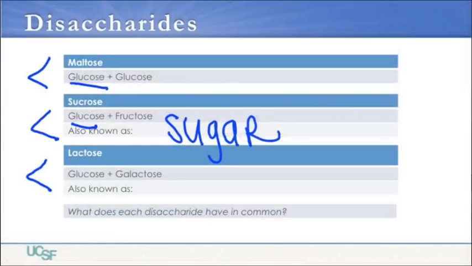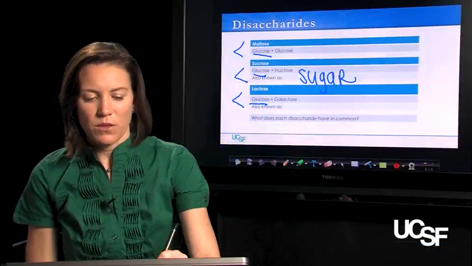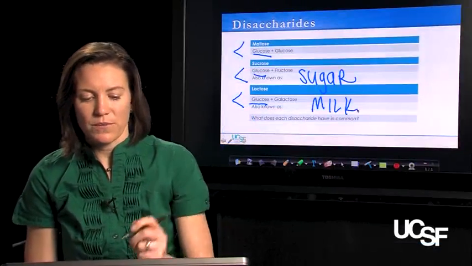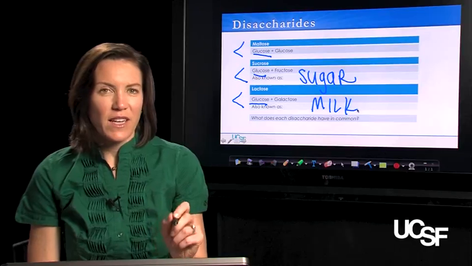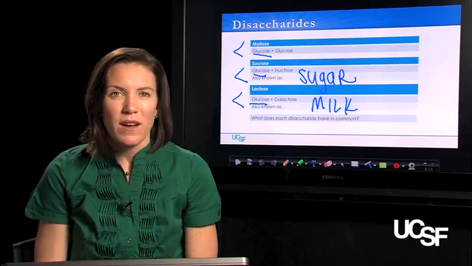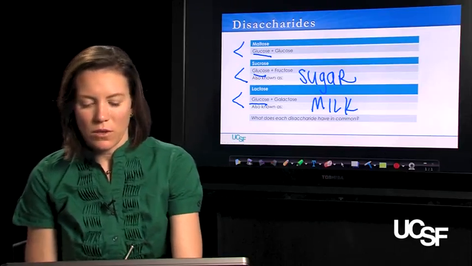Lactose is made up of 1 molecule of glucose and 1 molecule of galactose. Lactose is what we also refer to as milk sugar. You'll notice, again, each of the 3 disaccharides have one thing in common, and that's 1 molecule of glucose.